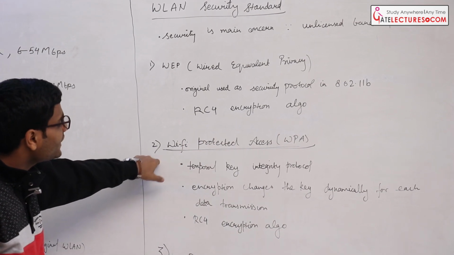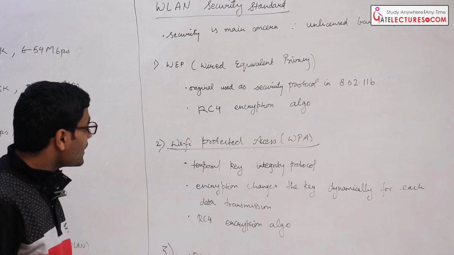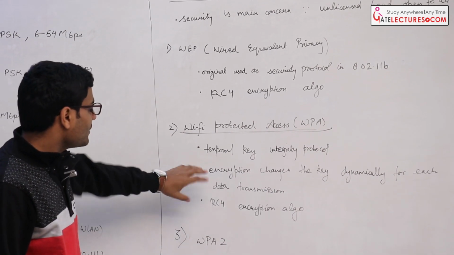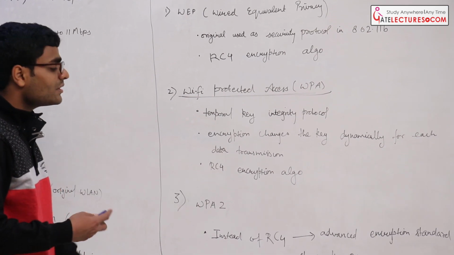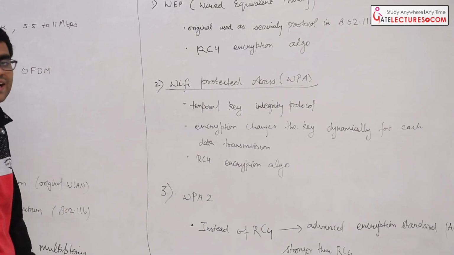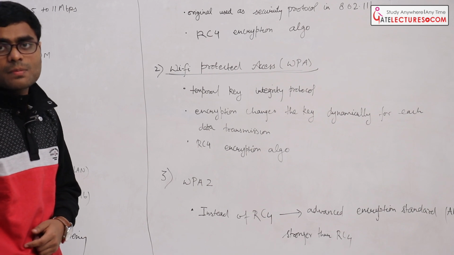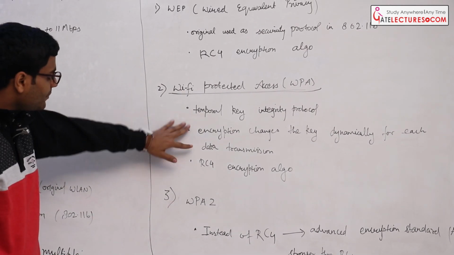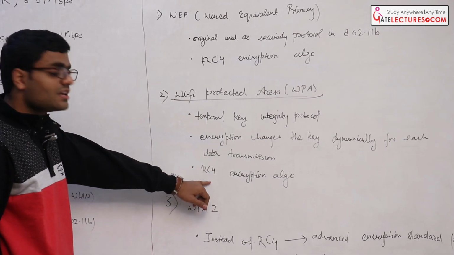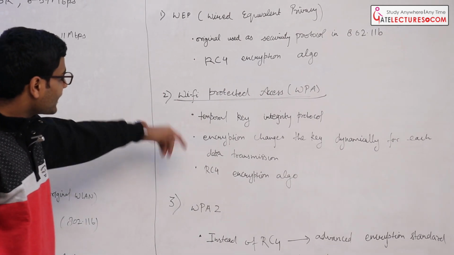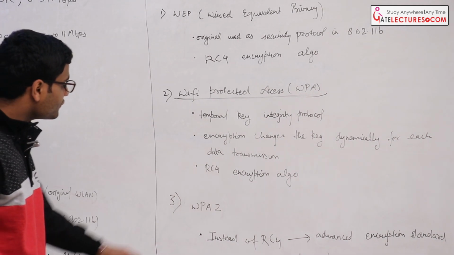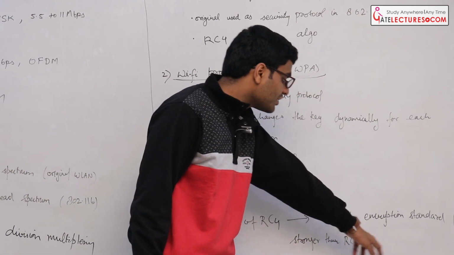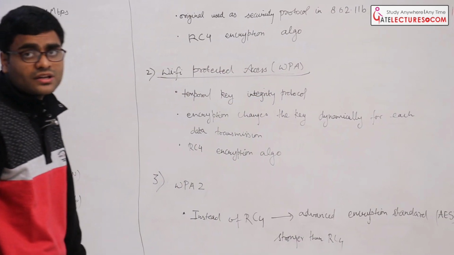We have Wi-Fi Protected Access, WPA. It uses the Temporal Key Integrity Protocol. The main idea here is that the encryption algorithm changes the key dynamically for each data transmission. This is the idea here, and the encryption algorithm is the same RC4. We have the second version, WPA2, in which instead of the RC4 encryption algorithm, we use the Advanced Encryption Standard, AES, which is stronger than RC4.